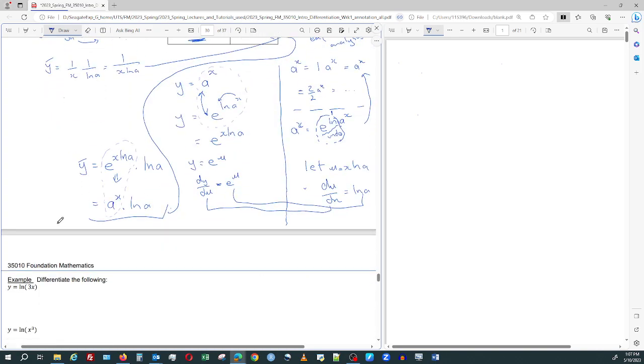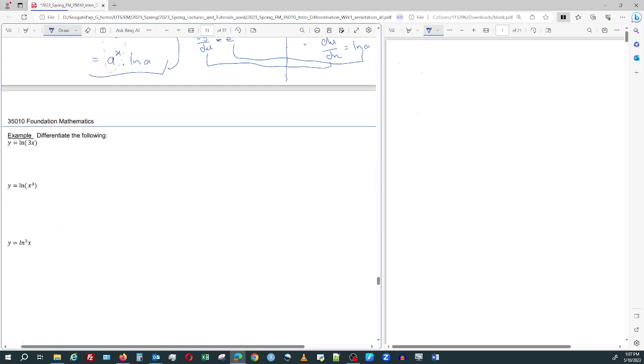All right, let's keep going with that one. So we've got some examples that we can do. We can differentiate the following. So we've got y equals the ln of 3x. So we can let u equal 3x.